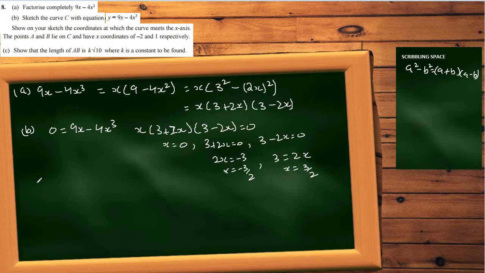So let's just mark those 3 points here. If this was our x-axis and this was our y-axis, then we can mark these 3 points. So you have x equals 0, then you have x equals minus 3 over 2, which is minus 1.5, and this is 3 over 2, which is 1.5.